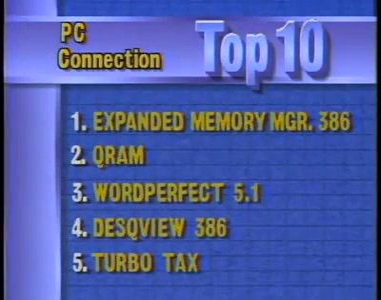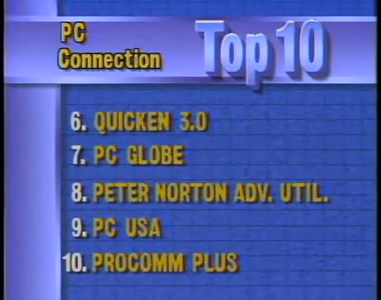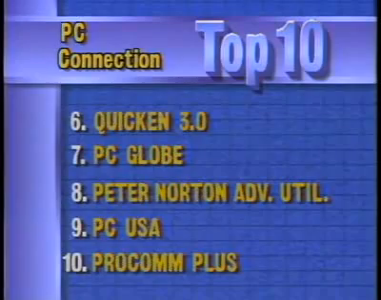Well, this week we take a look at the top-selling software programs for the PC according to PC Connection. Topping the list are Expanded Memory Manager and QRAM, both from QuarterDeck, followed by WordPerfect 5.1, DeskView, and TurboTax. Quicken 3.0 is number 5, followed by PC Globe, Peter Norton Advanced Utilities, PC USA, and Procom Plus.